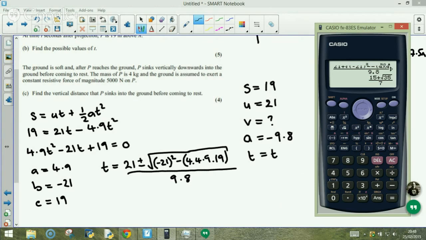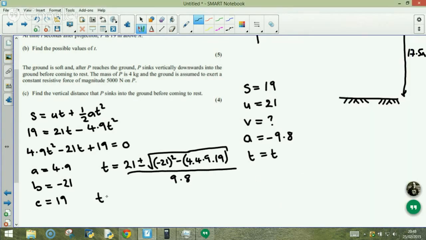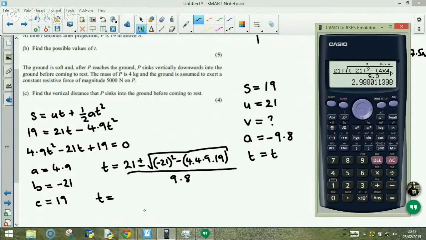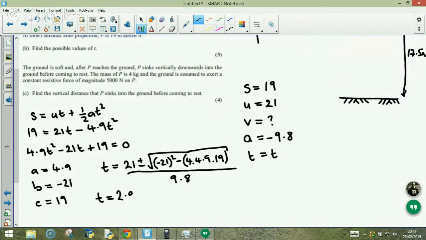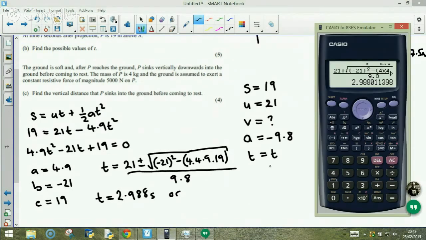All right, so we have got t equals 2.988. Or, for this I can just go back. There we go, and make it minus.